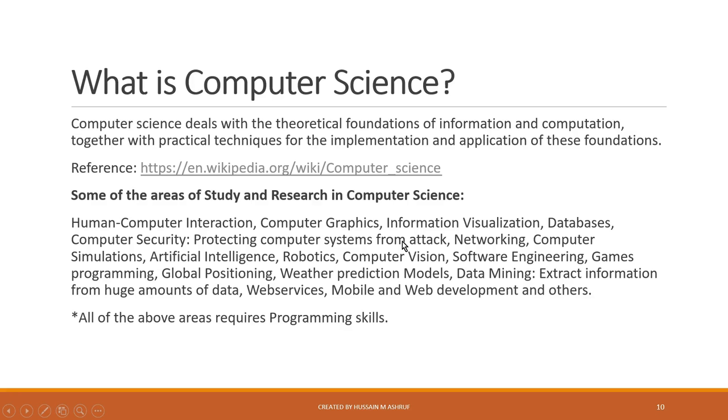Human-computer interaction, right? Computer graphics, information visualization, databases, computer security, protecting computer systems from attack, networking, computer simulations, artificial intelligence, robotics, computer vision, software engineering, games programming, global positioning, weather prediction models, data mining, extracting information from huge amounts of data. That is the definition of data mining. We have web services, mobile and web development, and others. So all of these areas require programming skills. So this is very important.